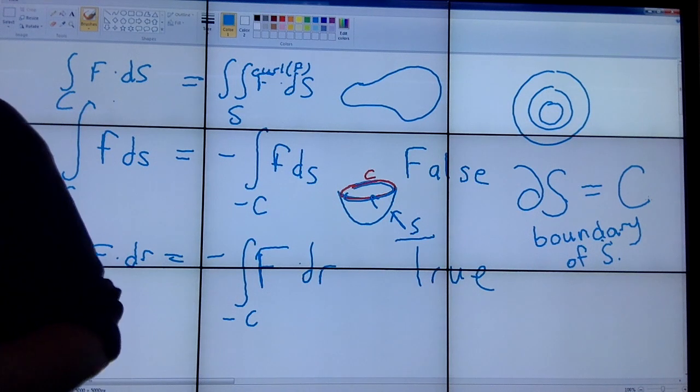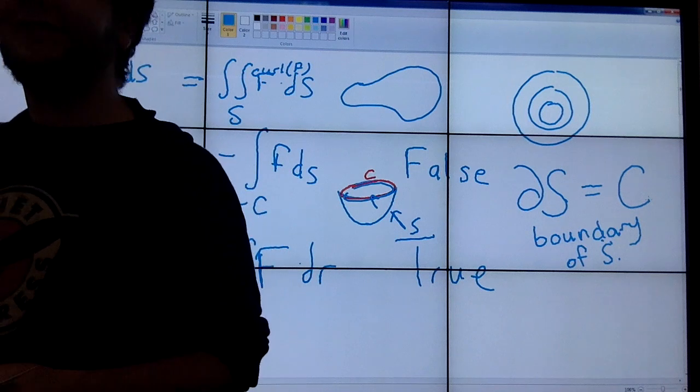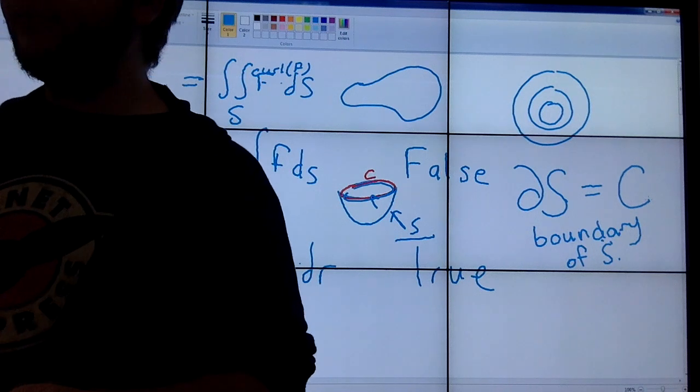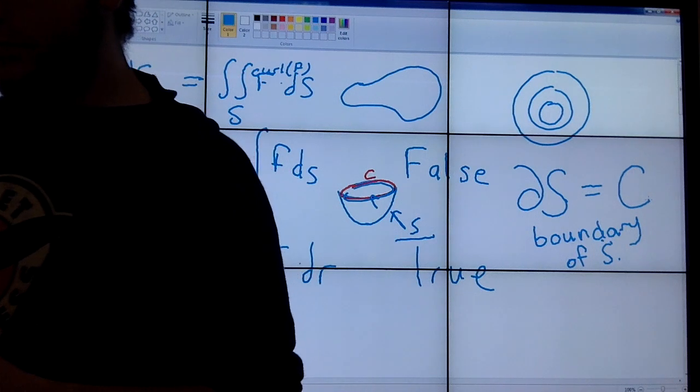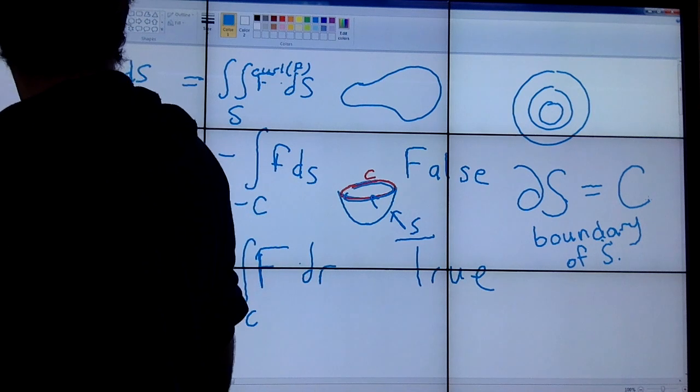So it's false. No, it's true. Oh, it's true, okay. True. Partial S is C, which is what Stokes' theorem says. Where? Oh, yes, this is supposed to be R.